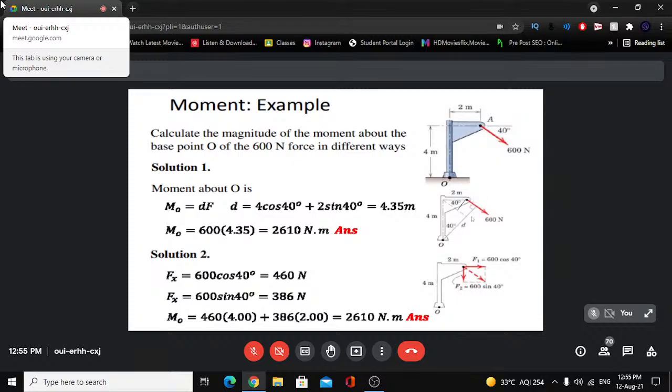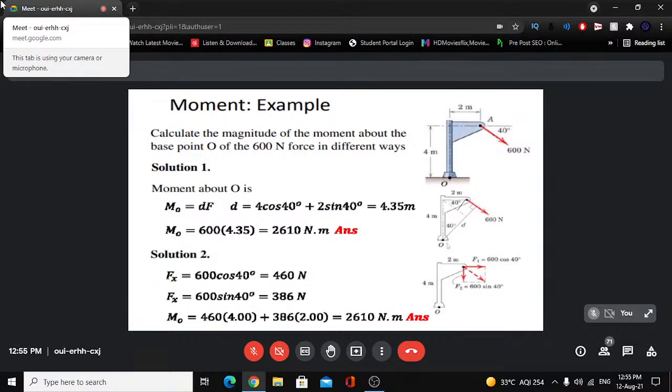Now using this we can find the distance D. If this is 40 here, this will be 50, and in this right angle triangle this will be 40 again. So this would be 4 cos 40, that is part 1 of this length. And it would be 2 sine 40 in this case, because 2 cos 40 will be this distance. So 2 sine 40 plus 4 cos 40 will be D, that is 4.35 meter. So 600 into 4.35 is 2610 Newton meter.